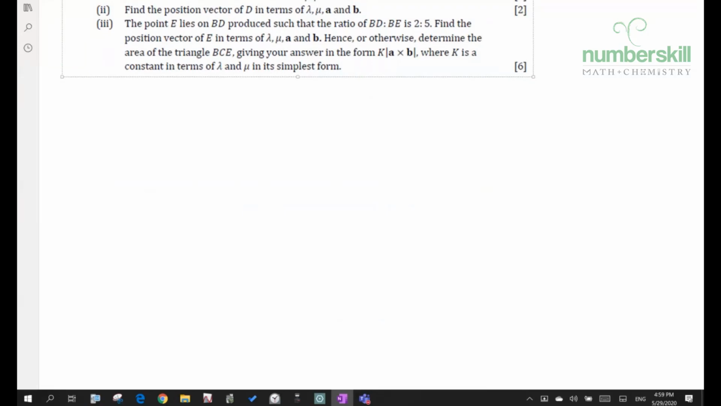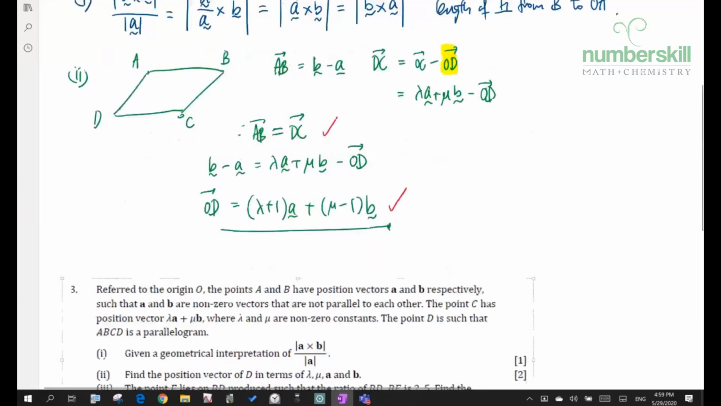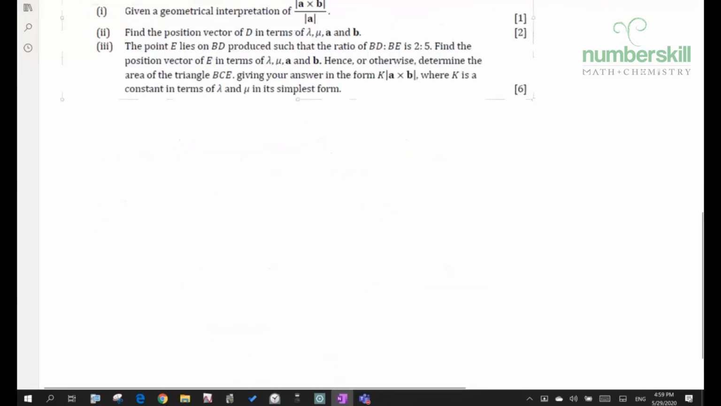E lies on BD produced. So my diagram was a bit like this, right? B and D. Okay, the feng shui. Make sure you get the feng shui right. Okay, so D is here, B is here. All right. So what do we know?